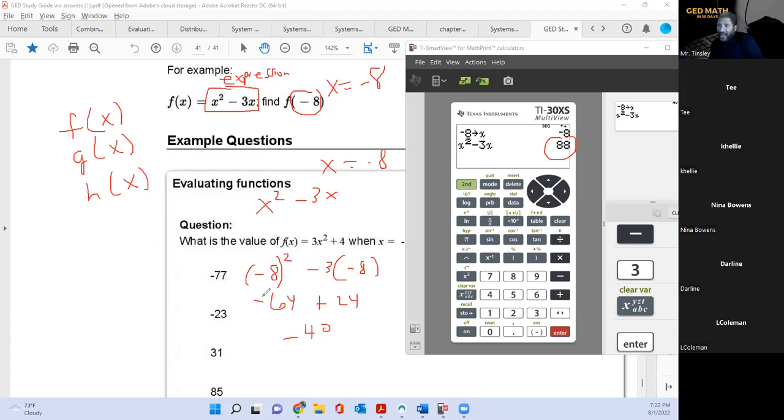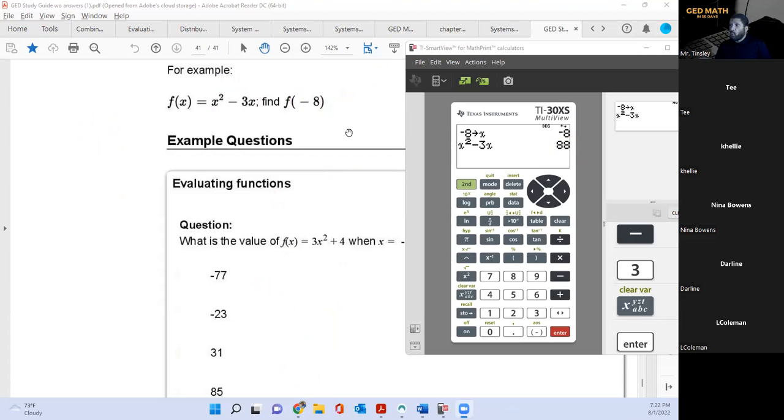-8 squared is a positive 64. And then 64 plus 24 is 88. This is why when they have you evaluate an algebraic expression or evaluate a function, x a lot of the time is a negative number, or your expression will have a negative in there, just to see if you know what happens when you square a negative number. It doesn't stay negative, it becomes positive. So it's best to use your calculator, because then you don't have to worry about any mistakes.